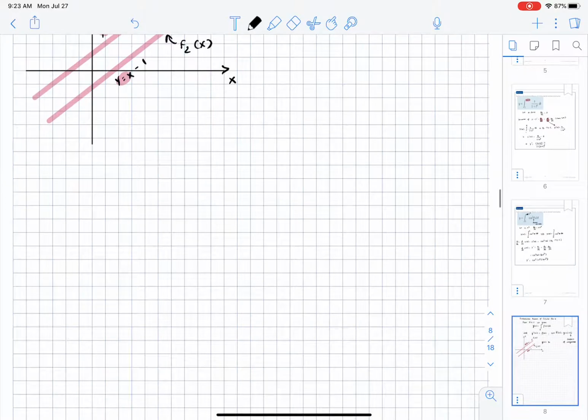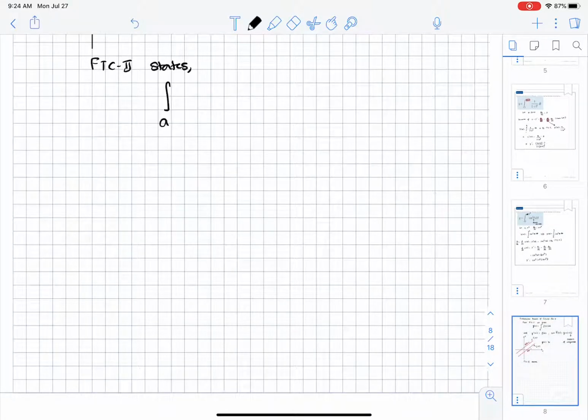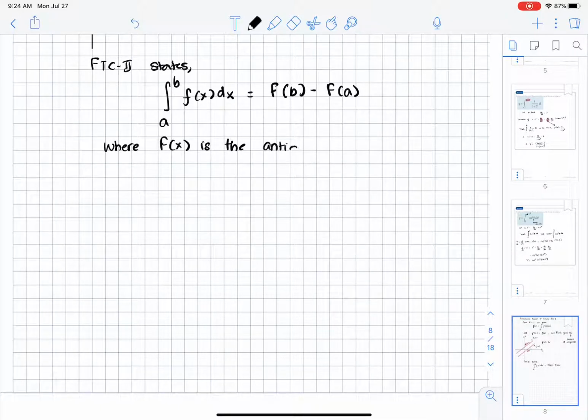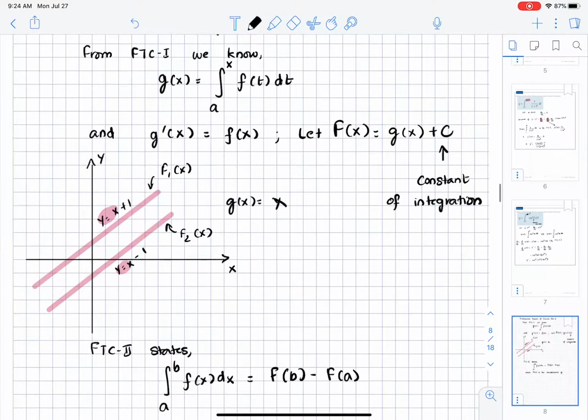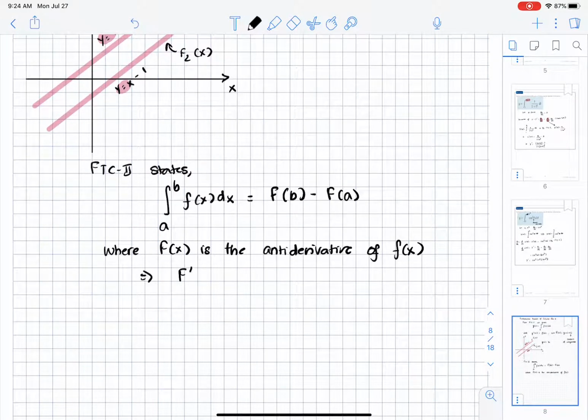So what does FTC2 state? Integral a to b of f of x dx is simply equal to F of b minus F of a, where F of x is the antiderivative of lowercase f of x. In other words, if I took the derivative of F of x, I should get lowercase f of x.